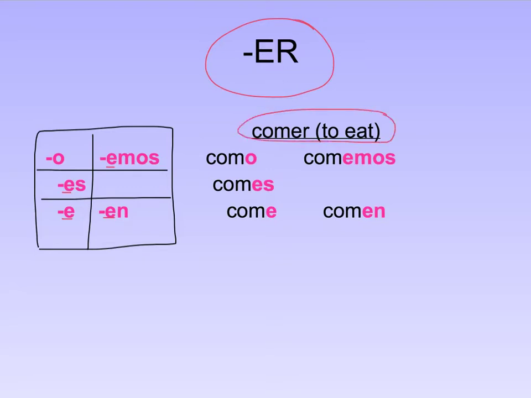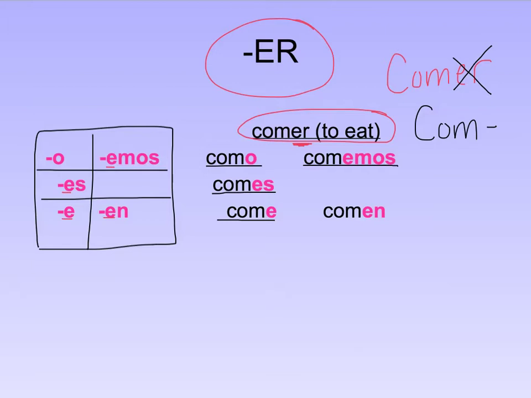We can use the verb comer, which means to eat, and notice it's an ER verb. We're going to take the verb comer, remove the ending, and we're left with com to add on our new ending. Repite. Yo como. Tú comes. Él, ella come. Nosotros comemos. Ellos, ellas, ustedes comen.